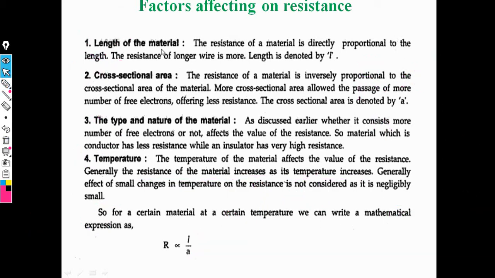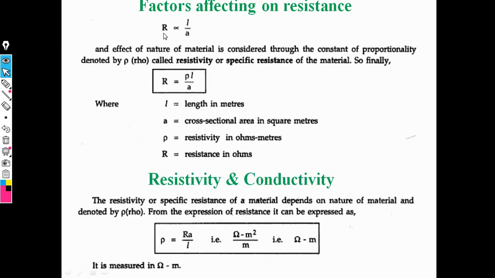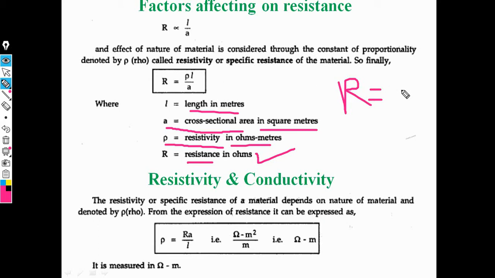This is the important concept here. Then also the formula for resistance: R is directly proportional to length L and inversely to A. Here R indicates resistance, measured in ohm. Rho is resistivity, measured in ohm meter. A is cross sectional area, measured in square meter. L is length, measured in meter. But resistance also depends on resistivity, that is R equals rho into L by A.